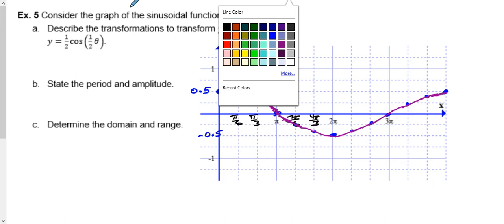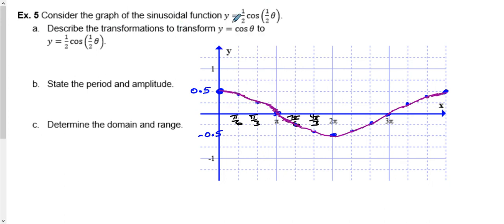Let's talk about some of these questions here. So, describe the transformations to get from y equals cos theta to y equals 1/2 cos 1/2 theta. So, we definitely have two stretches. So the first stretch, of course, is our vertical stretch on the outside. So we have a vertical stretch.